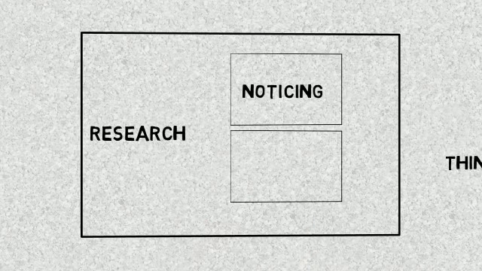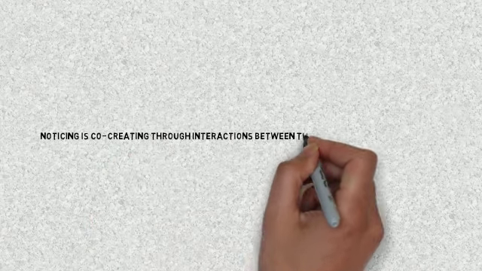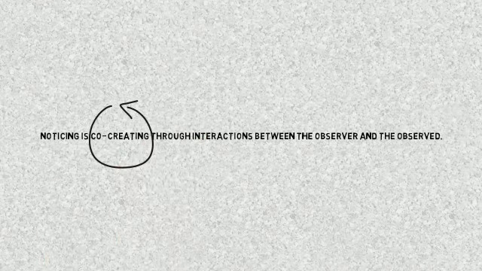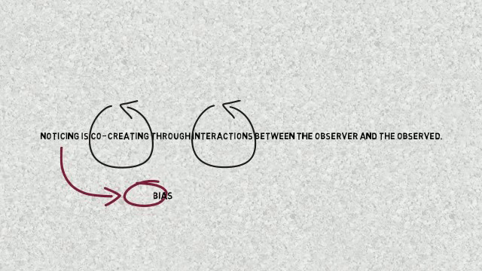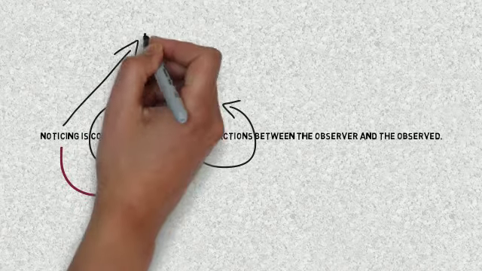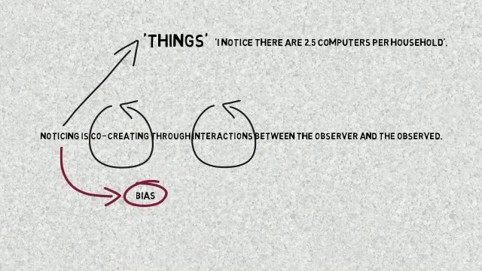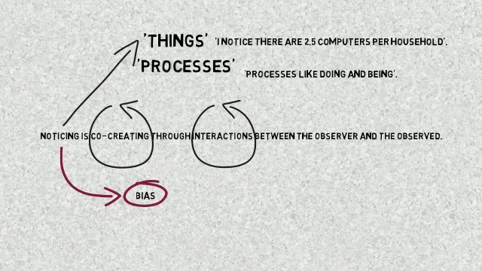It's noticing and it's thinking. The noticing is a co-creative interaction between the observer and the observed. We all have a bit of observer bias whenever we're noticing. But what are we noticing? What is the observed? Well, they're things and they're processes.